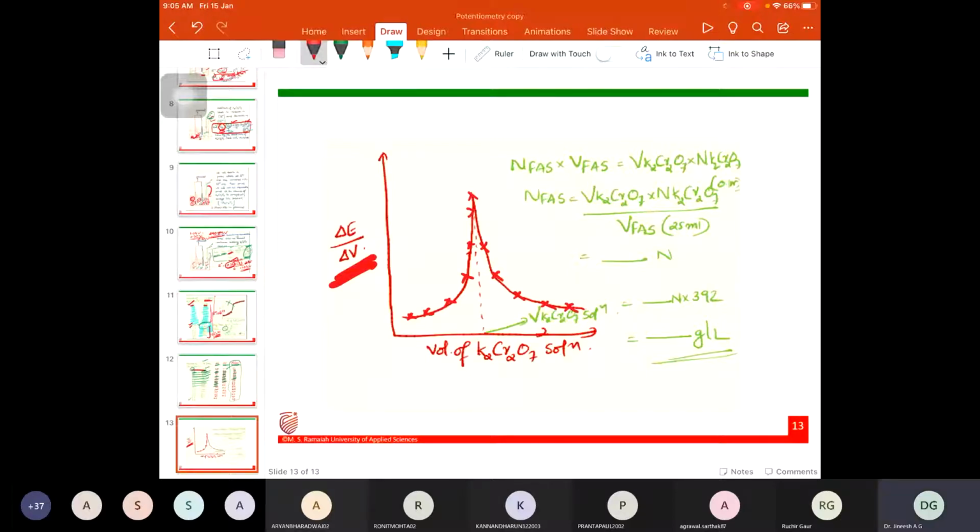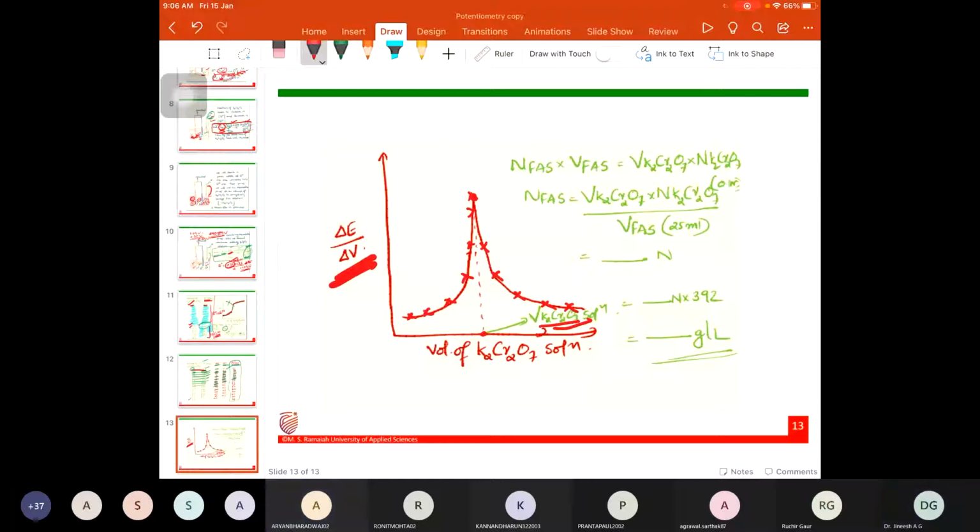You will get data points like this. From the top of that peak to the x-axis, you draw a perpendicular. That perpendicular will meet the graph at a particular point. That is the equivalence point. That is the volume of potassium dichromate you have added to completely oxidize Fe2+ ions in the ferrous ammonium sulfate solution. Got my point? Any doubt?